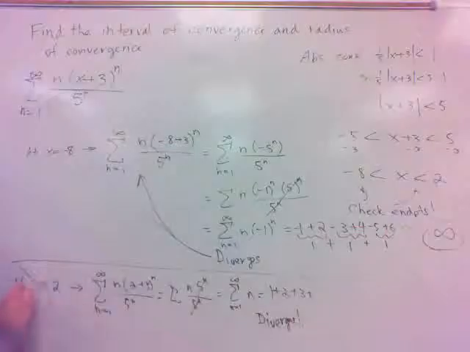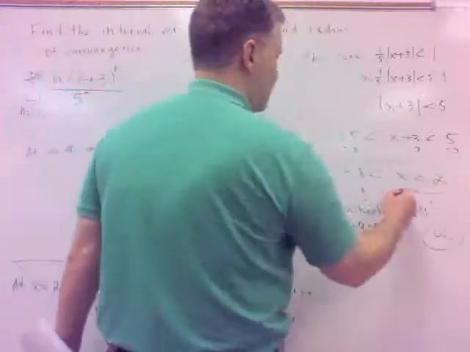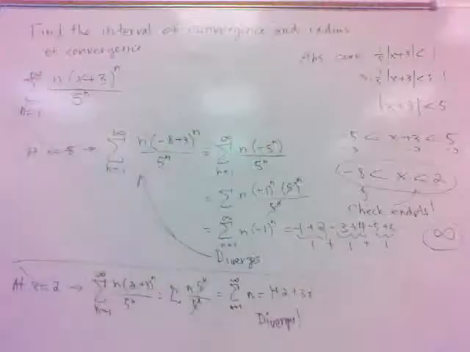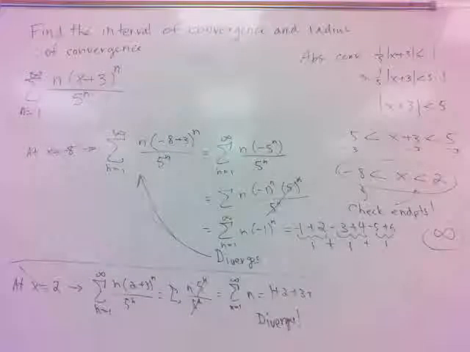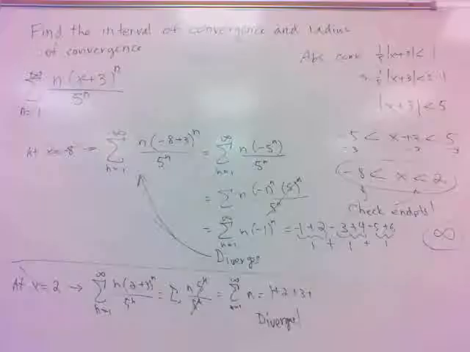So x equals 2 is divergent, x equals negative 8 it's divergent, so that was it. That was our interval. The interval of convergence is just negative 8, strictly less than x, strictly less than 2. Didn't have an endpoint to add to that.